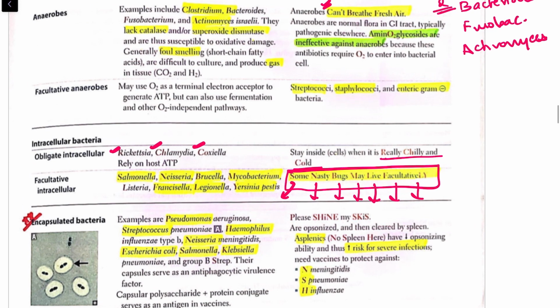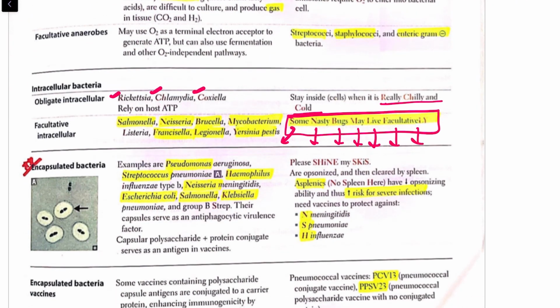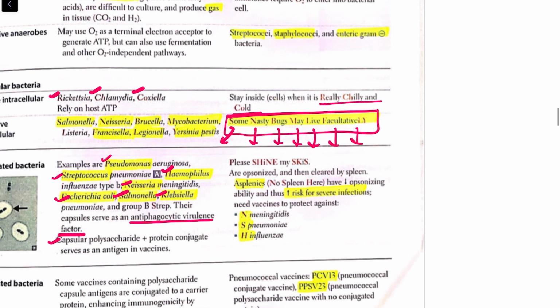ठीक है. Then encapsulated bacteria. So the examples are Pseudomonas, Streptococcus, Haemophilus, Neisseria, E. coli, Salmonella, Klebsiella. ठीक है. Their capsules, they have antiphagocytic virulence factor, and remember that capsule polysaccharide plus protein conjugate, it serves as antigen in vaccines as well, है ना. तो the mnemonic is please shine my skis. ठीक है. तो P से Pseudomonas, then Streptococcus, Haemophilus influenzae, N से Neisseria, E से E. coli, then S से Salmonella, K से Klebsiella and S से group B Streptococcus.